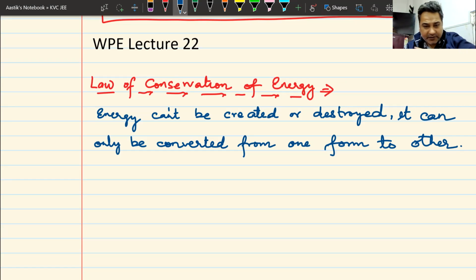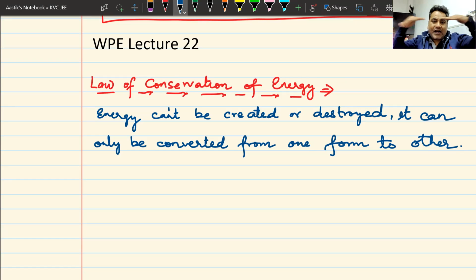Now, this law is never violated. It is always true. Whenever you have anything happening, energy of that system always remains constant. Energy of the universe always remains constant. Sometimes it is converted into some form which is of no use, and then we call that energy has been lost. Energy is not lost. It is converted into some other form which may not be useful.